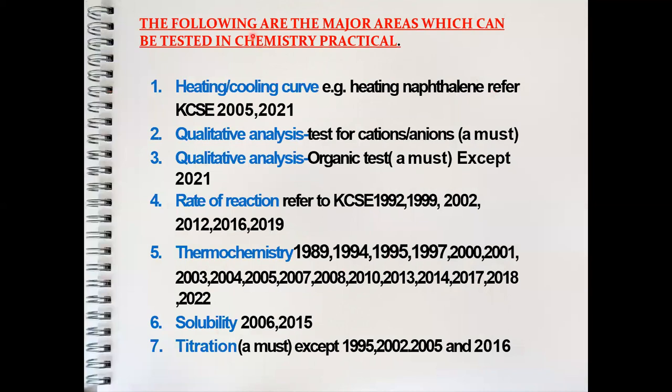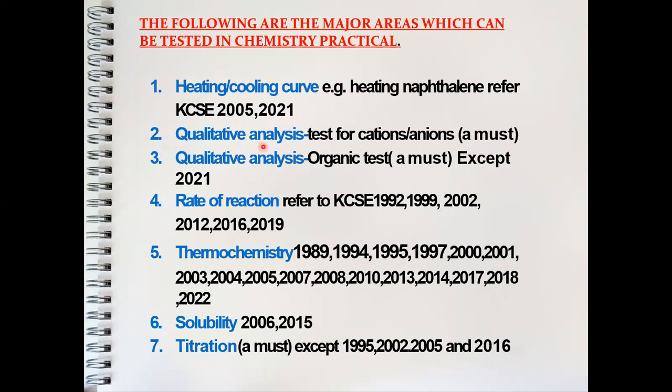So the following are the major areas which can be tested in chemistry practical. Heating curve, this one has been tested. You can refer to 2005 and 2021 last year, where they were told to determine the freezing point.